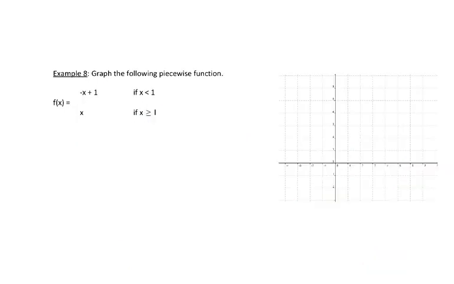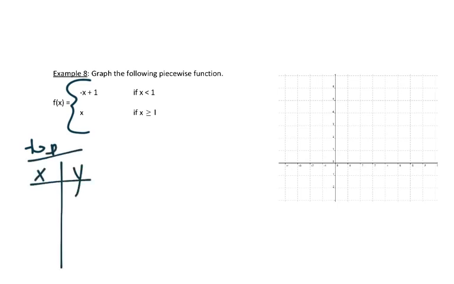Let's do one more graphing problem. Okay, so we're going to do the top first. So the top says smaller than 1. So we're going to write 1 on there, but it doesn't say equal to, so we're going to keep that separate. But then I need to go smaller than that. So 0, -1, -2.